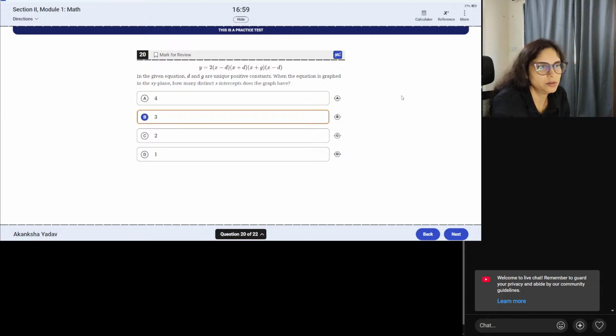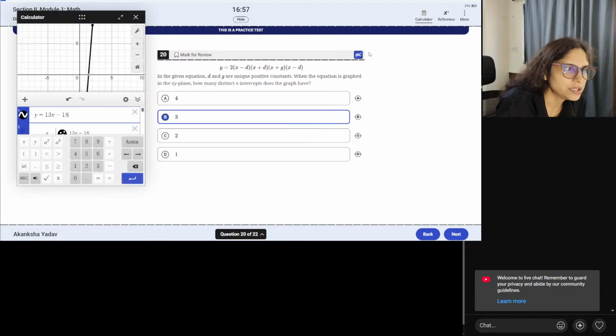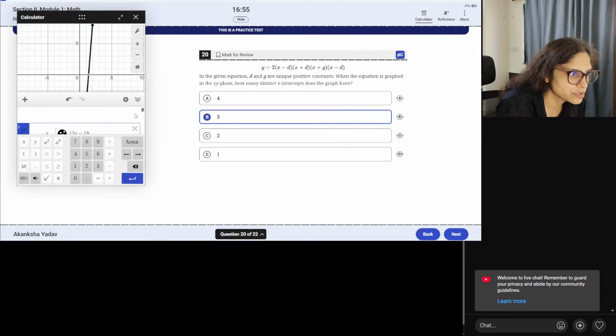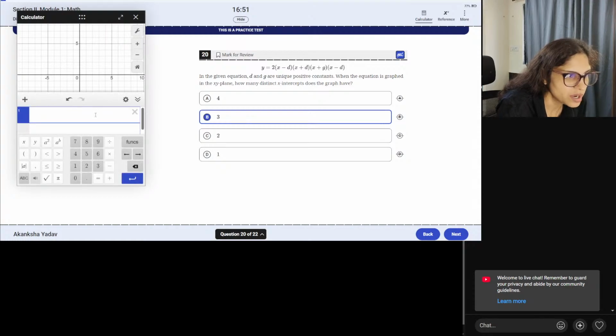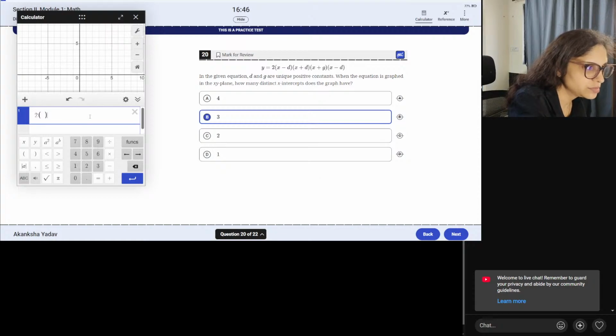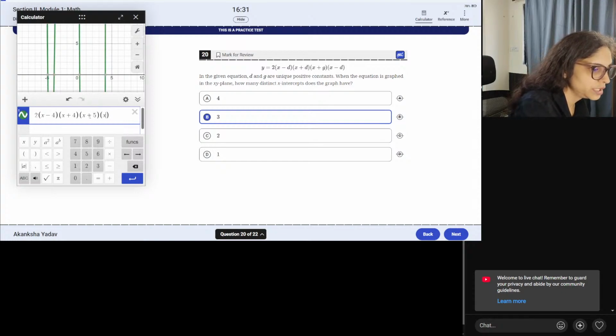And if you're wondering how to do it on Desmos, just take any values for D and G because they're unique positive constants. For example, you can take D as 4 and G as 5. Or any numbers, just don't take 0. X minus 4, X plus 4, X plus 5, X minus 4.